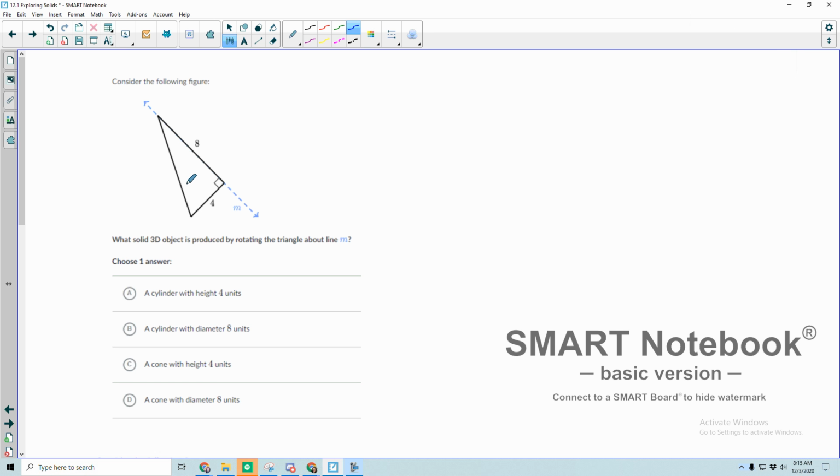In this video, I'm going to go through two example problems from the assignments in Khan Academy that have to do with rotating 2D shapes in 3D. So we'll take the following two-dimensional shape, which is a triangle, and we're going to spin it around this line M. Okay, so what's the 3D shape that happens when I spin this around line M?